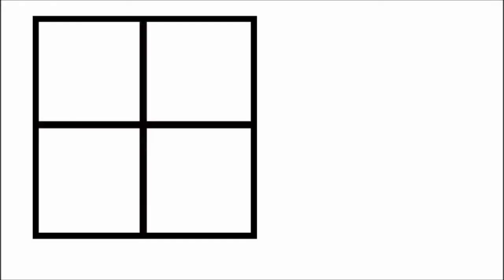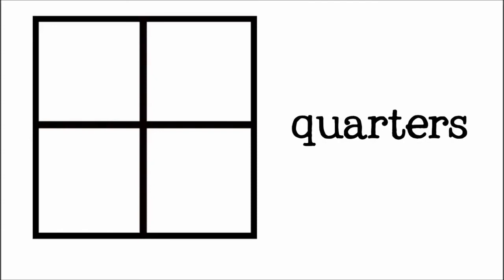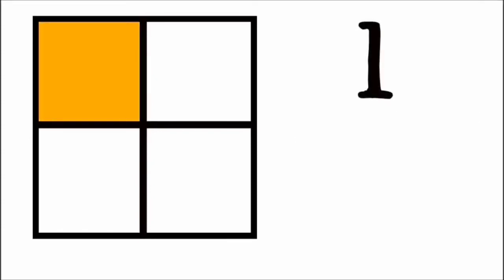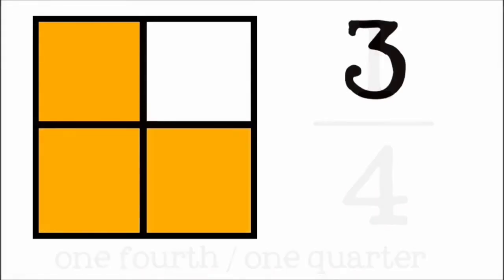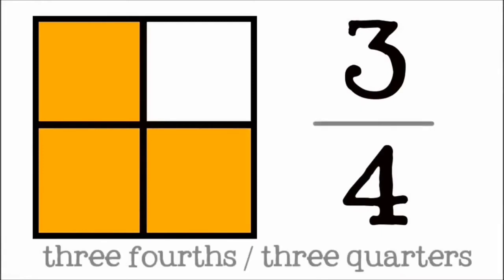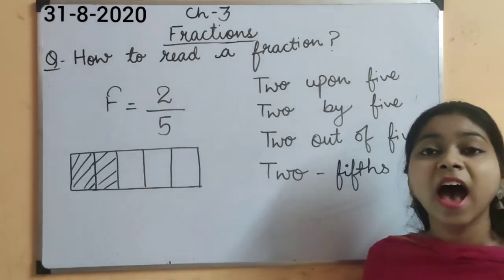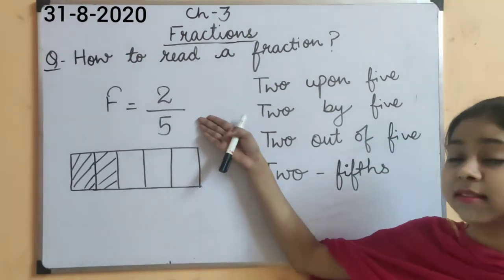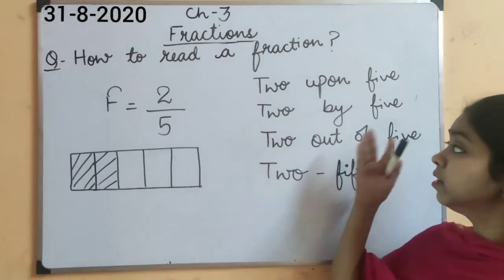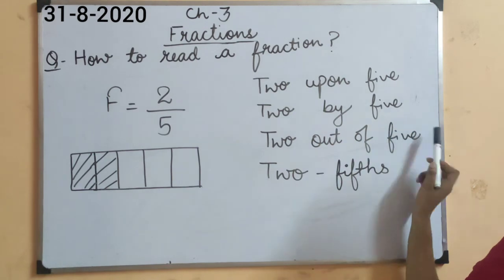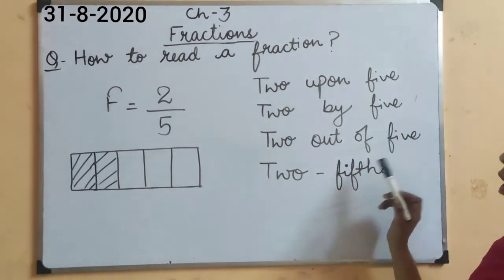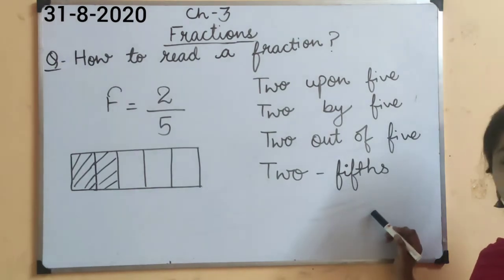When something is divided into 4 equal parts, we either call them fourths when they appear in math, or quarters when they appear in daily life. 1 piece out of 4 total pieces is 1/4 or one quarter. 3 pieces out of 4 total pieces is 3/4 or three quarters. How to read a fraction? If this is the given fraction, we can read it in so many ways as 2 upon 5, 2 by 5, 2 out of 5, or we can also call it as 2/5.